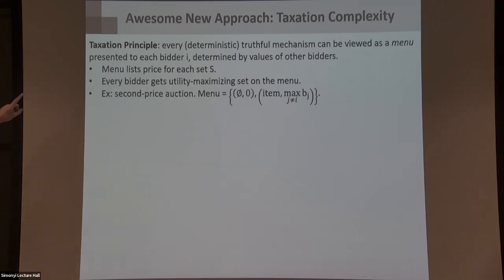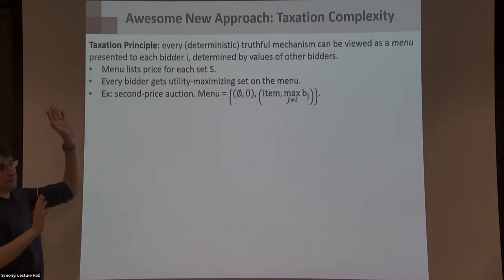So I mentioned earlier in this talk this concept called the taxation principle. I told you that you can take any truthful mechanism, or actually you can do this for any protocol. You can say, fix the inputs besides i. What are all the things that might happen to i? You can do that for any protocol, right? I can say, fix all of these. This induces a list of everything that might happen to you. So let's call that the menu.